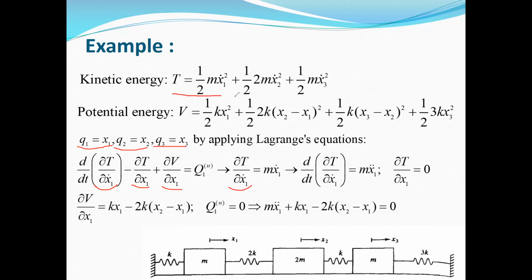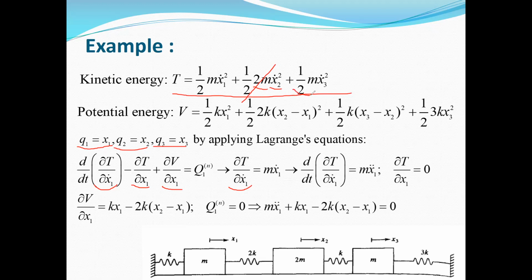Here, this is the T. When you want to calculate the partial derivative of T with respect to x1 dot, it means that other parameters are considered as a constant value. For example, here we have half times 2m times x2 dot squared, because we are calculating the partial with respect to x1 dot, so we can assume that x2 dot is a constant term. So the partial derivative with respect to x1 dot for this term is 0.